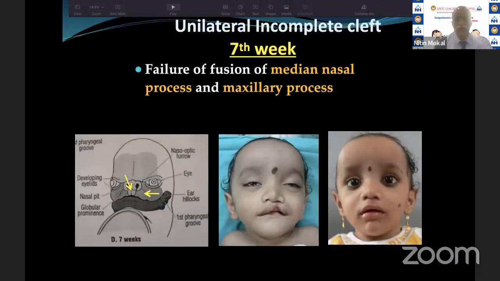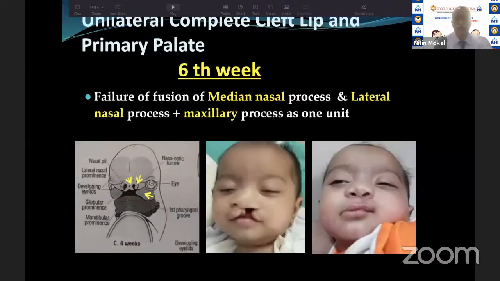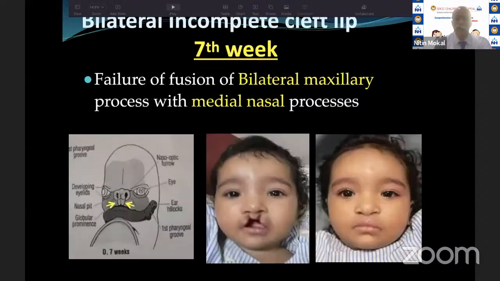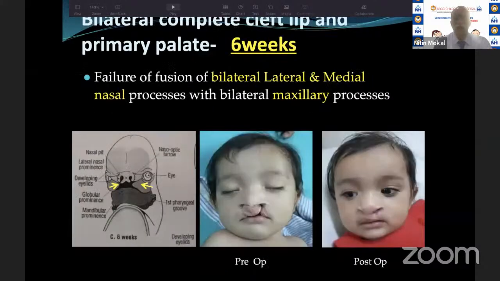If the defect occurs at the seventh week, then you develop an incomplete cleft lip. If it is the sixth week, then you develop a complete cleft lip and palate. Same thing if it occurs on both sides: in front, a bilateral incomplete cleft lip, and a bilateral complete cleft lip.